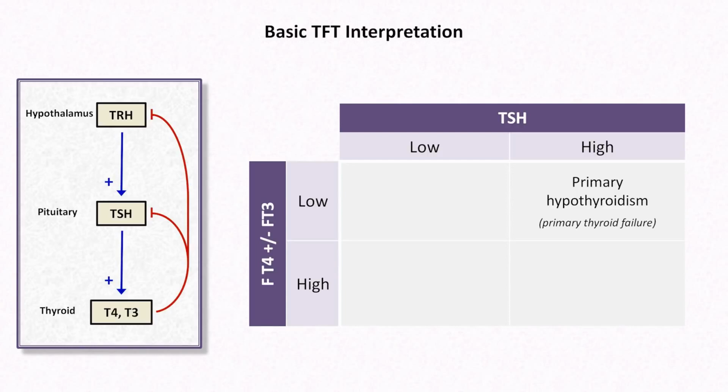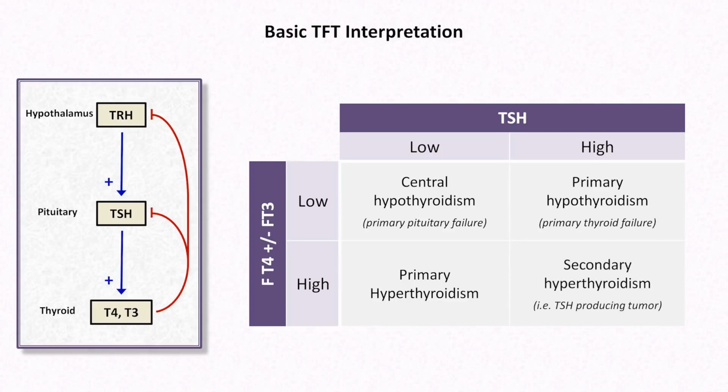A less common combination is a low TSH and high hormones, as seen with primary hyperthyroidism, including the situation of excess exogenous thyroid replacement. Much rarer combinations include low TSH and low free T4 and T3, which is referred to as central hypothyroidism, in which the problem may be in the pituitary or theoretically the hypothalamus. And last is something called secondary hyperthyroidism, in which there is a TSH-producing tumor somewhere.